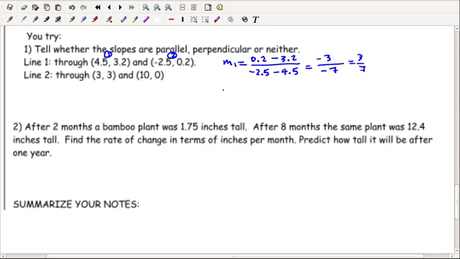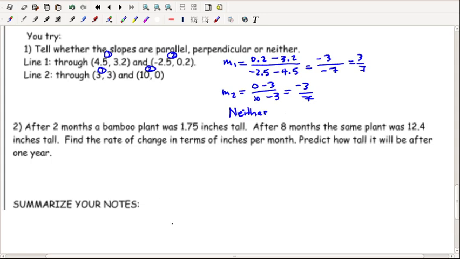That's my M1. M2, again, I'm going to call this 2 and this 1. So I have 0 over 10 minus 3 minus 3. And this is negative 3 over 7. 3 over 7, not the same as negative 3 over 7. Not reciprocals of each other either. So this is neither. It's neither perpendicular nor parallel.